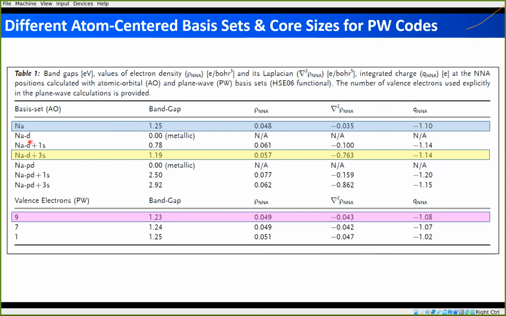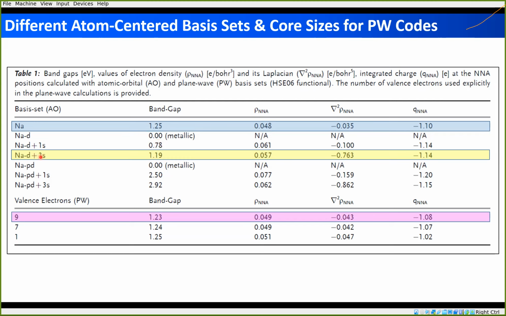So here we've done that in a variety of different ways. Here we just take the d orbitals away from the sodium. We find that it's metallic, so that's not a good description. We take away the d orbital and we put in an s orbital on the position of this non-nuclear attractor. So we're opening up a gap. That's better. That's a good way to go.